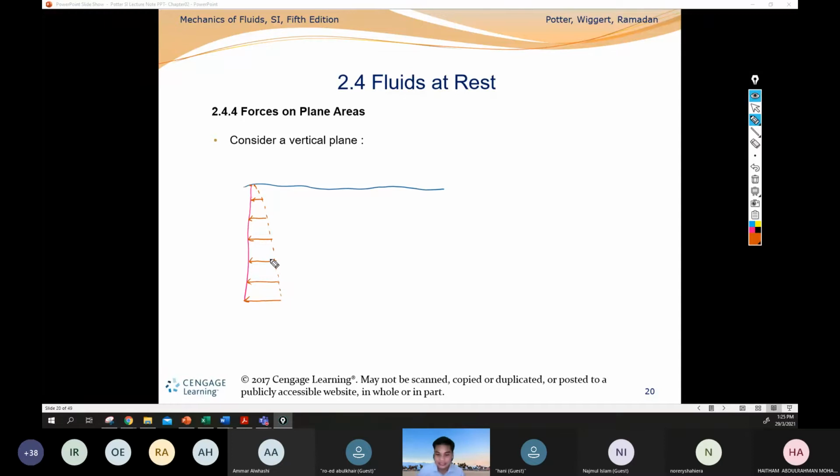So this is actually the pressure variation, which is not uniform across the plane surface. Just imagine this is the surface, and then we dip into the water. This is the pressure variation. The more the depth, the more the pressure. It's very simple.